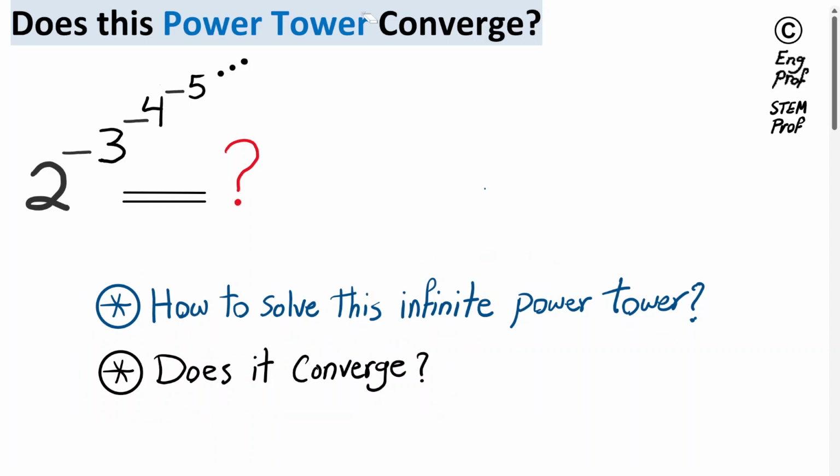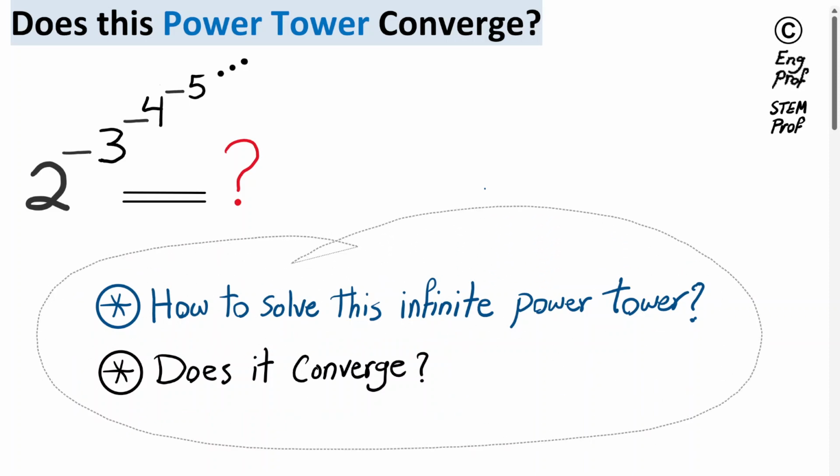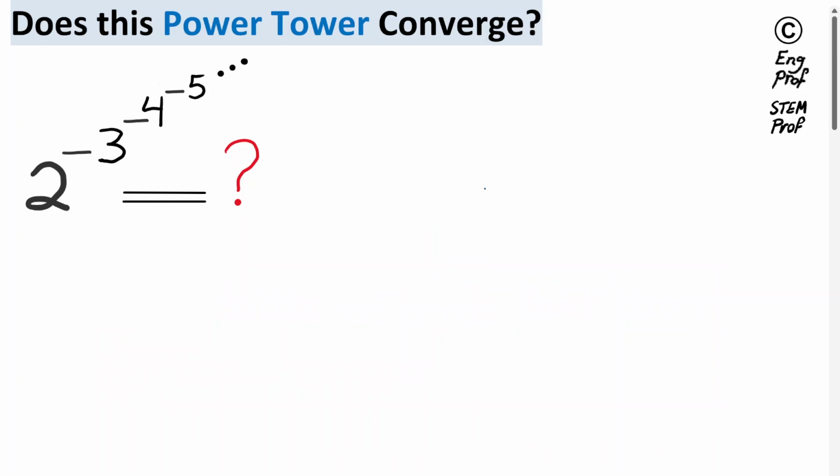To answer these questions, let's focus on the observed trend in this power tower. As you can see, the base is 2, and then we raise it to the power negative 3 to the power negative 4, and so on and so forth. So let's focus on 2 to the power negative 3, and so on. So we have 2 to some real power, so it's a real number. Obviously, this is always greater than 0. So the first observation is the outcome should be a positive number.